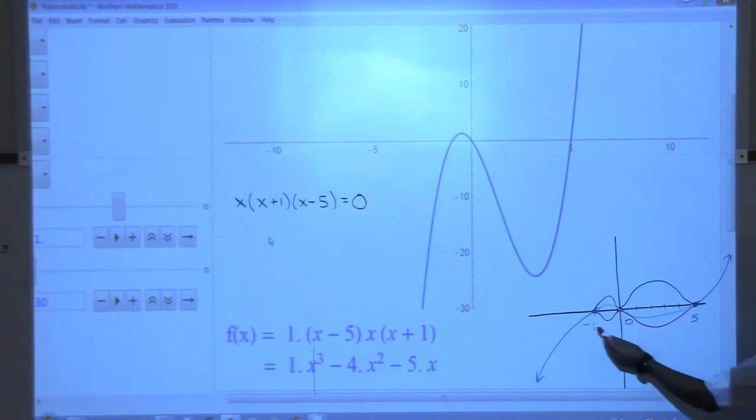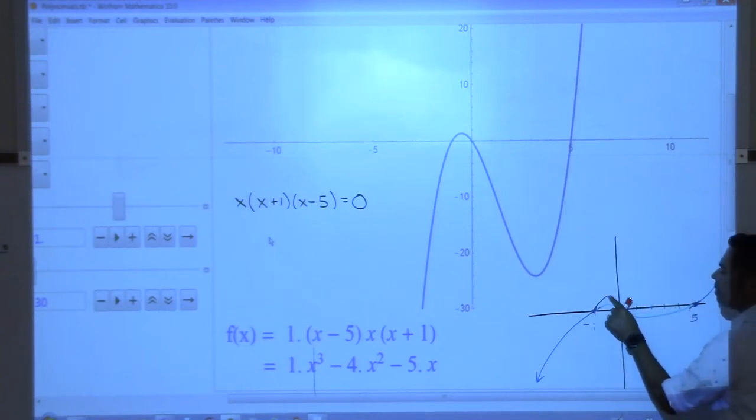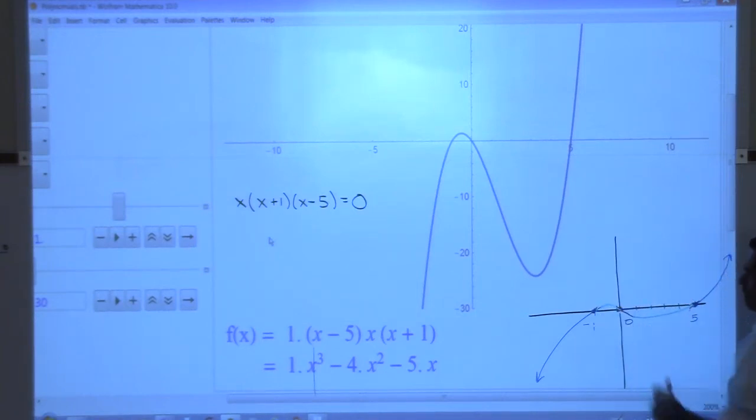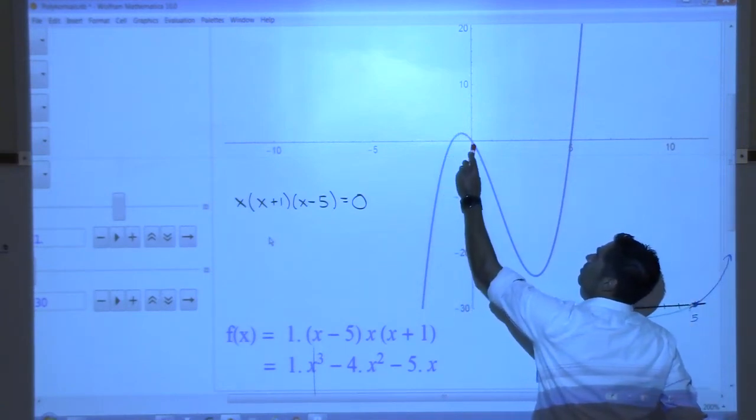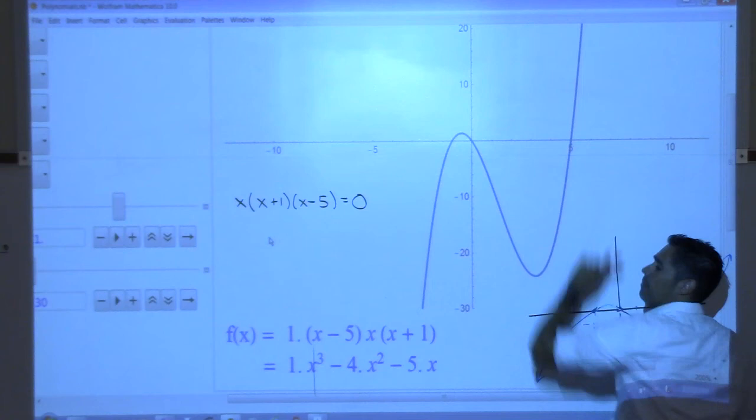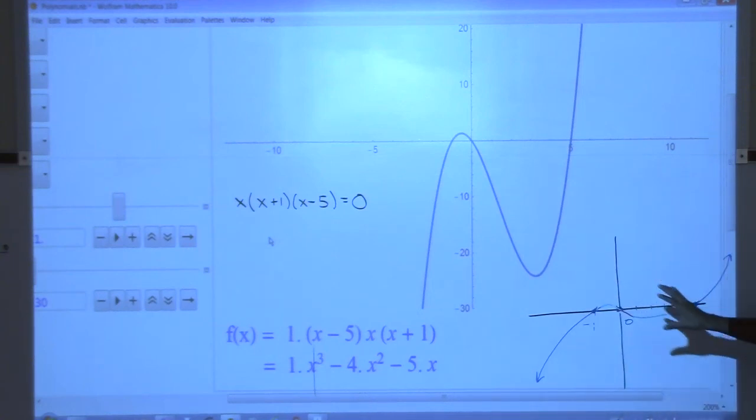It looks like it does what we initially thought it did. At -1 it crossed through, then it came back down, at 0 it crossed through, and then at 5 it crossed through, right? That's what the computer says. But how are we going to determine that? Well, the way you do it is as follows.